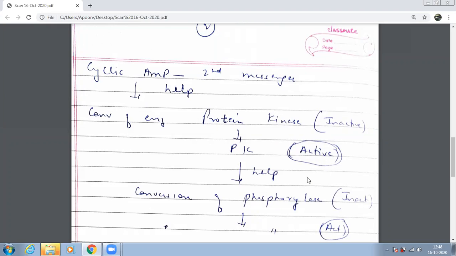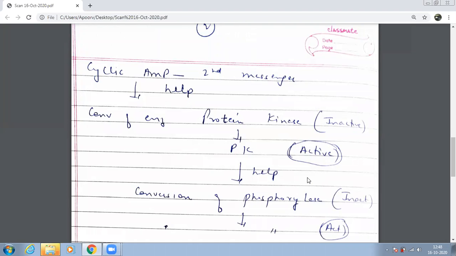Cyclic AMP will help to convert which inactive enzyme to active form? Protein kinase. So this active protein kinase will again help another inactive enzyme to convert into active form. Which is that another enzyme? Phosphorylase. So your inactive phosphorylase is now converted into active phosphorylase.